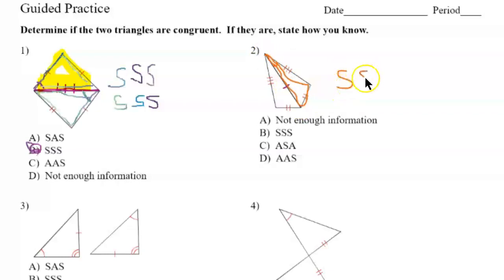So that's three sides that I know in the first triangle. And in this triangle, again, starting with the angle between the one tick and the three tick, side, side, side. So I know three sides in that triangle are congruent to those three sides in the first triangle. So the answer to this one is side, side, side.